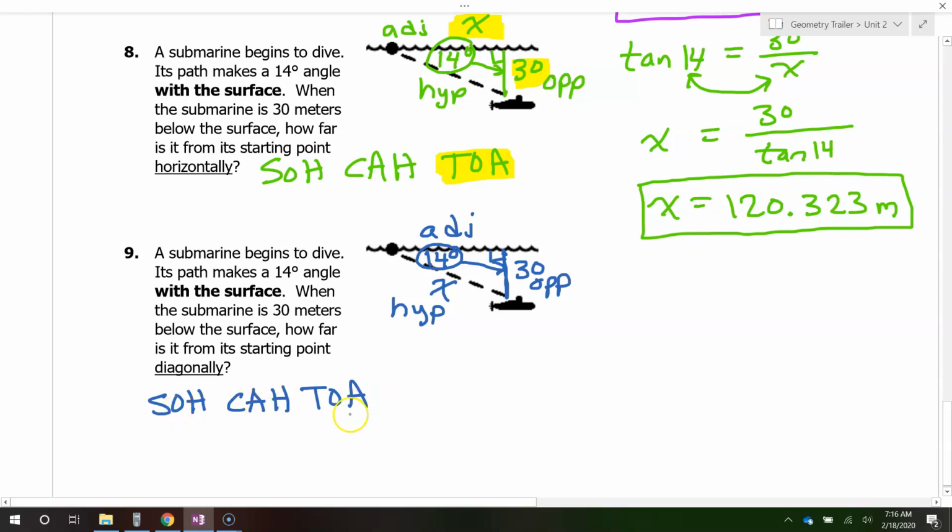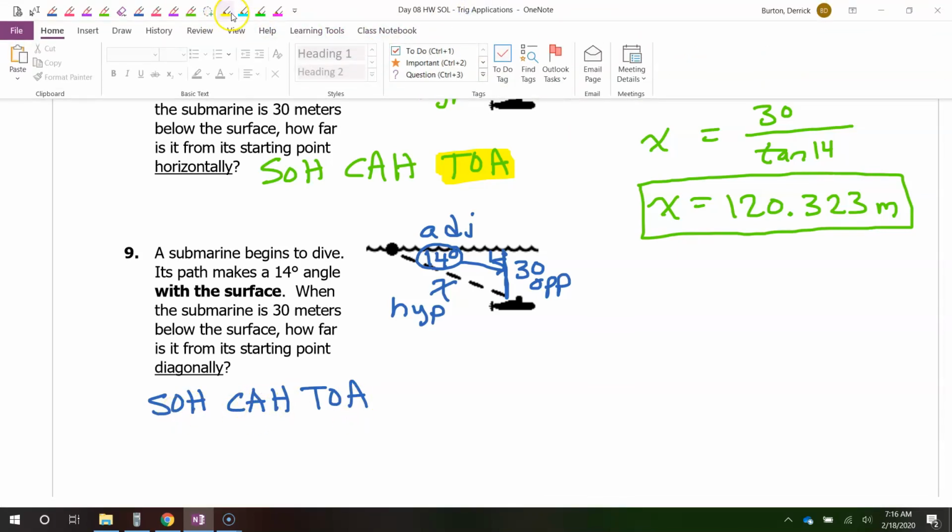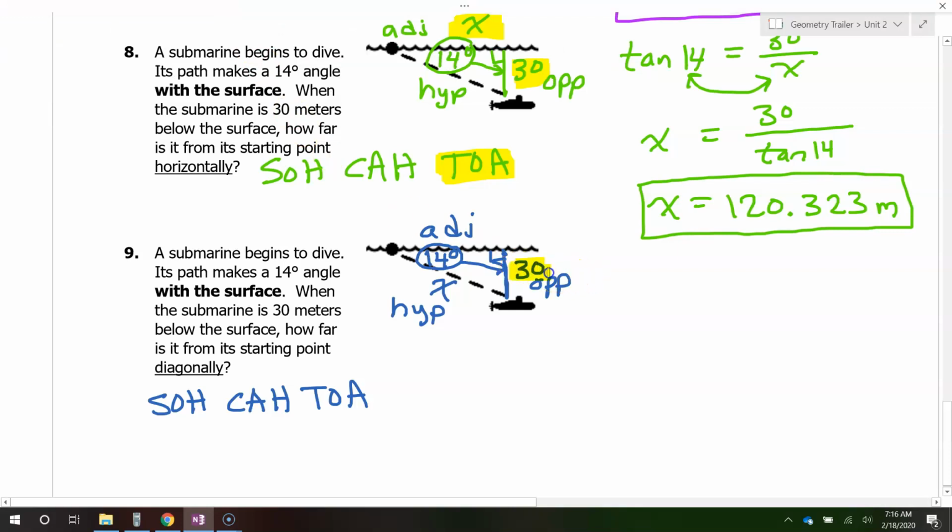Which one do we use? Well, that depends on which sides we have. So this time we have the 30, and we're looking for the x. Well, that is opposite and hypotenuse. Here's opposite and hypotenuse right here, which means we will use the sine function. So we will write sine of the angle that we circled, which is 14. Sine is opposite over hypotenuse. That is 30 over x.